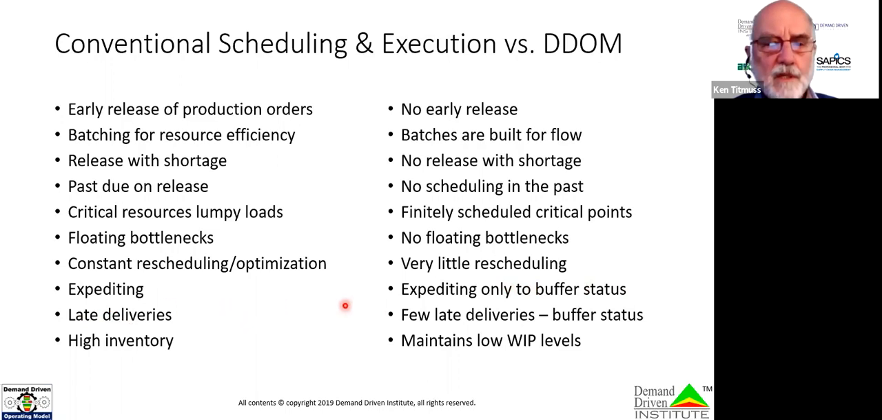Late deliveries: here we have few late deliveries because of the buffer status. There's always availability in the buffer, and people have improved their service levels tremendously by putting in a demand-driven operating model. Traditionally, high inventories, but here we've got right-sized inventories, and we've maintained low work-in-process levels.